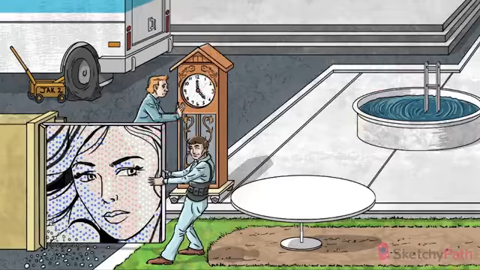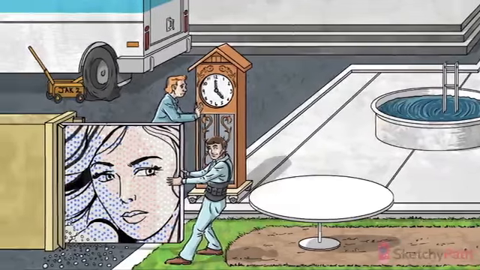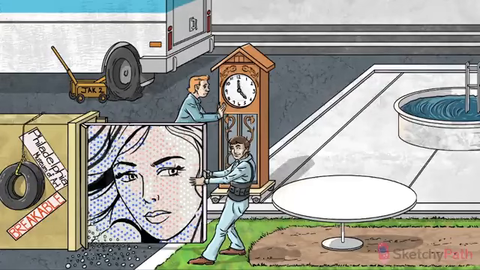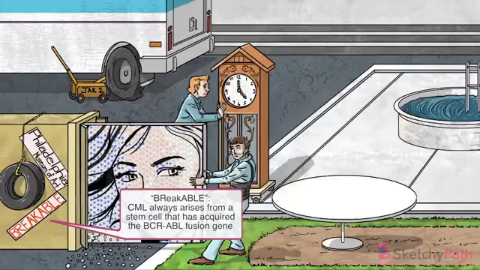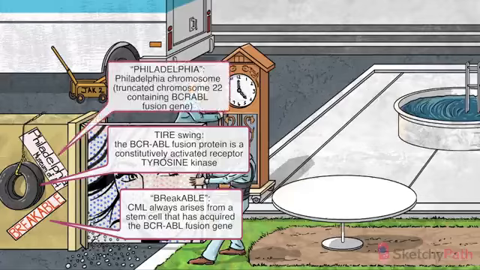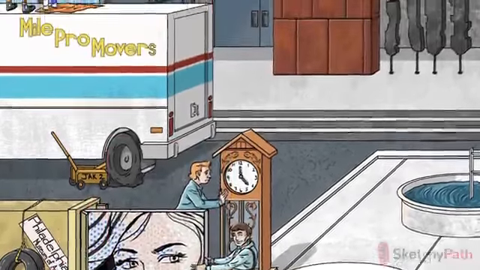Out in the circulation, you'll mostly find more advanced granulocyte precursors, such as promyelocytes, myelocytes, and metamyelocytes. Look for lots of neutrophils too. CML is caused by an abnormal bone marrow stem cell that has acquired the BCR-ABL fusion gene, which creates a constitutively active receptor tyrosine kinase. This is depicted over on the shipping container. Breakable stands for BCR-ABL, while the tire bumper represents an overactive tyrosine kinase. The chromosome created by the BCR-ABL fusion gene is known as the Philadelphia chromosome.